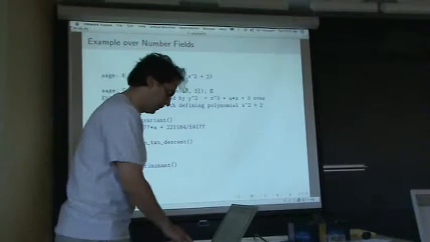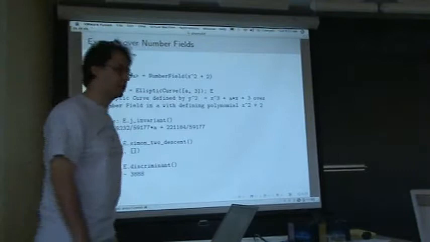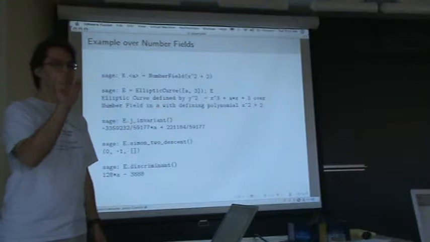Yep. That would be part of the input, and there would be some default, which chooses, given any number field, there's a function complex embeddings, which is a list of the complex embeddings of that number field. So it would choose by default the first one, and you could explicitly ask for a different one.